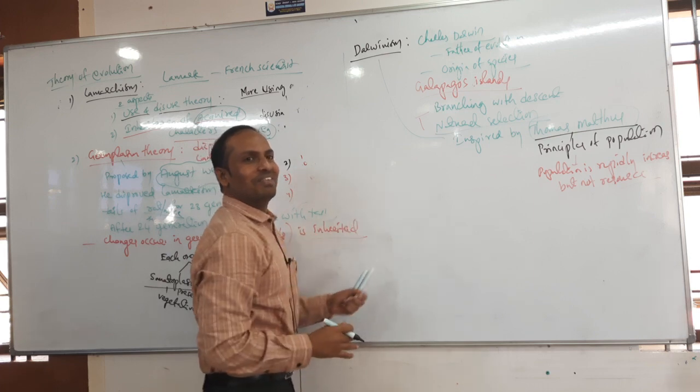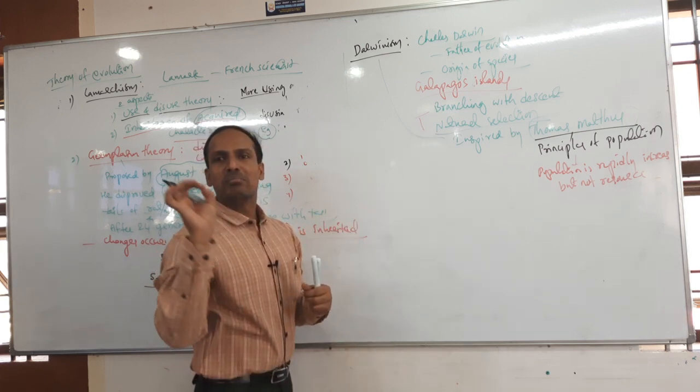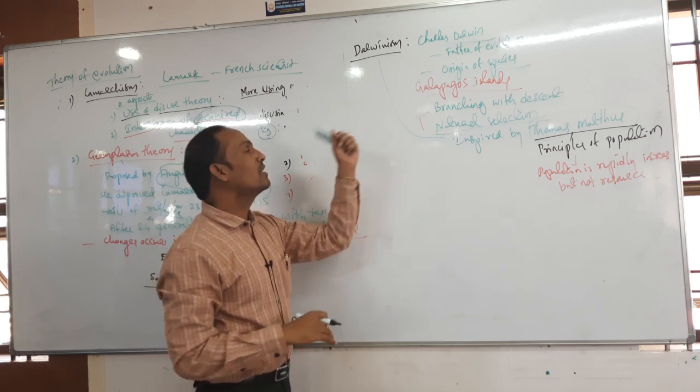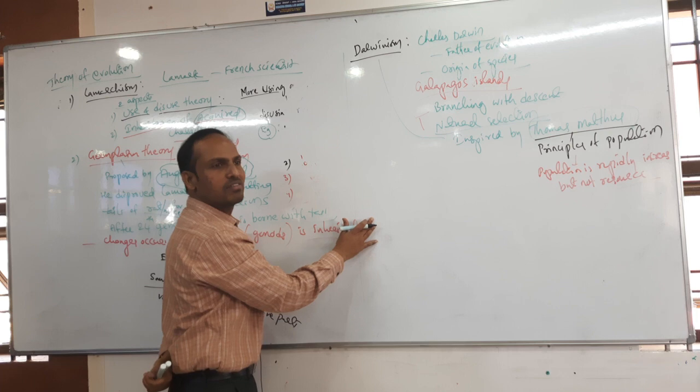So that is about Darwinism. Branching descent and natural selection are the major aspects of Darwinism. Now the last one: in Darwinism, there are also some demerits.